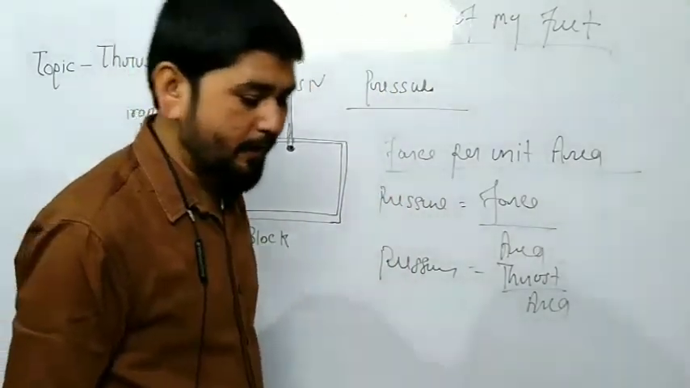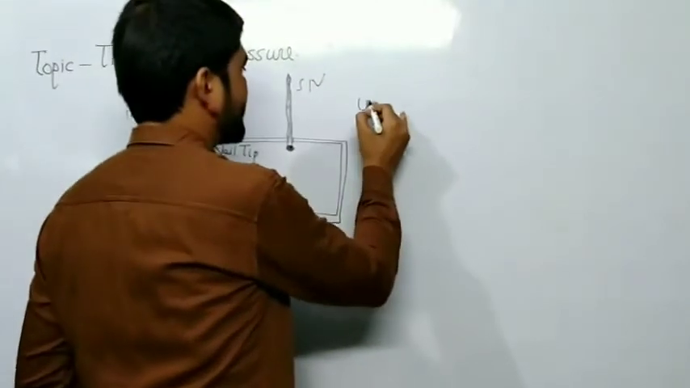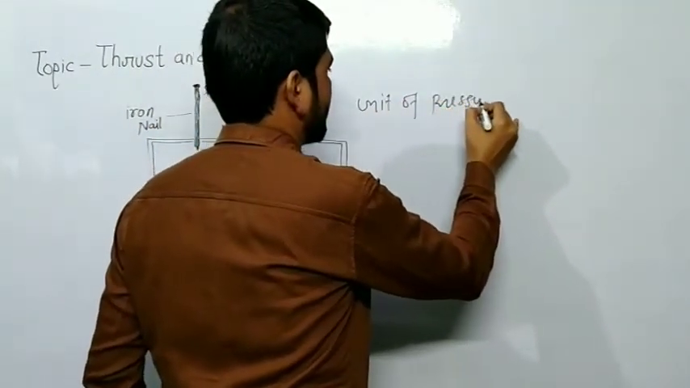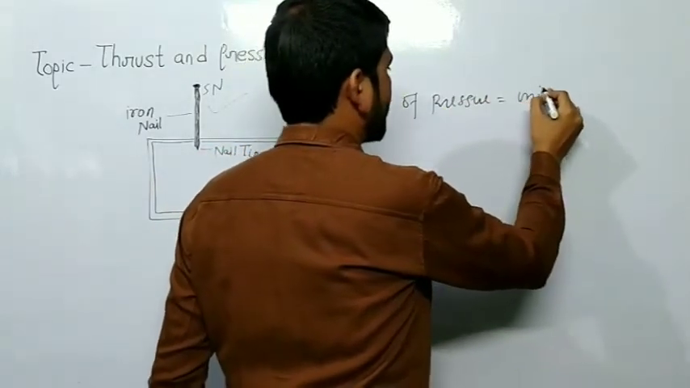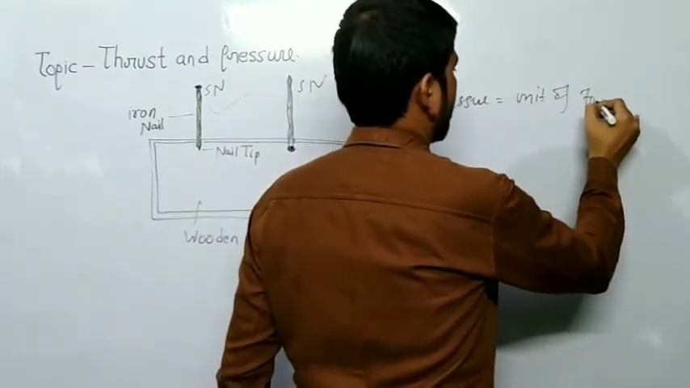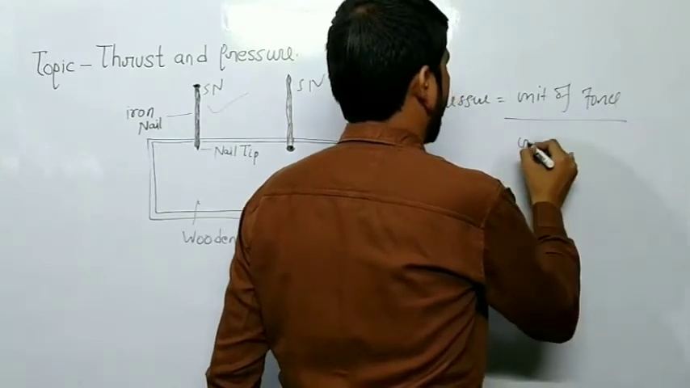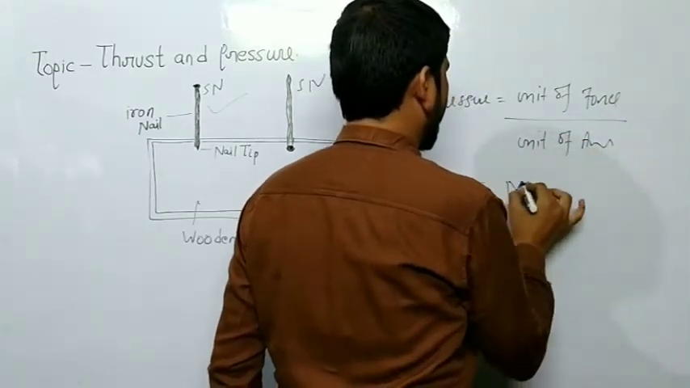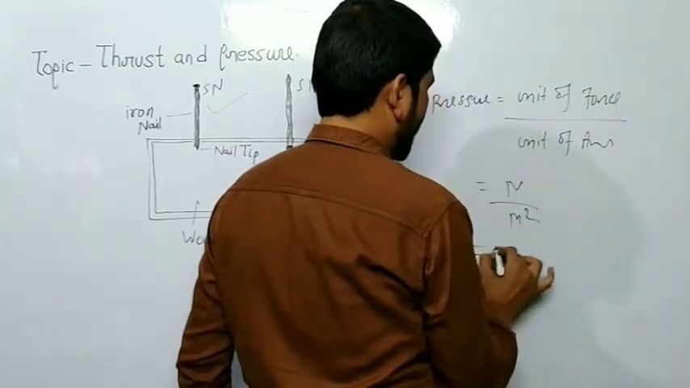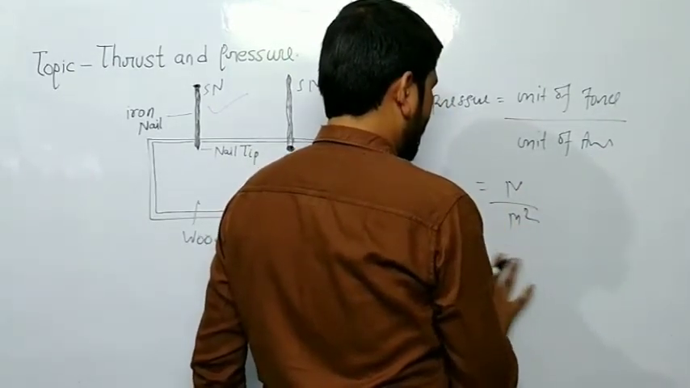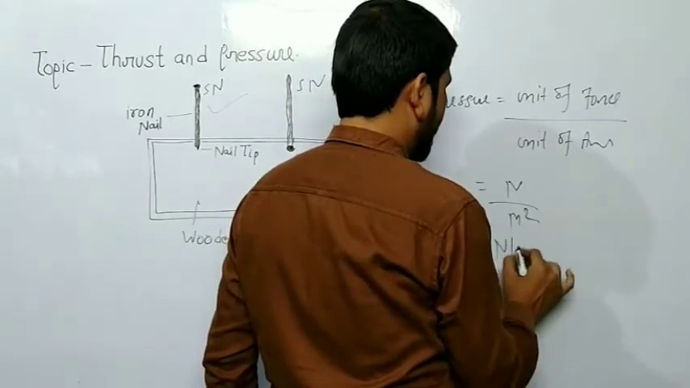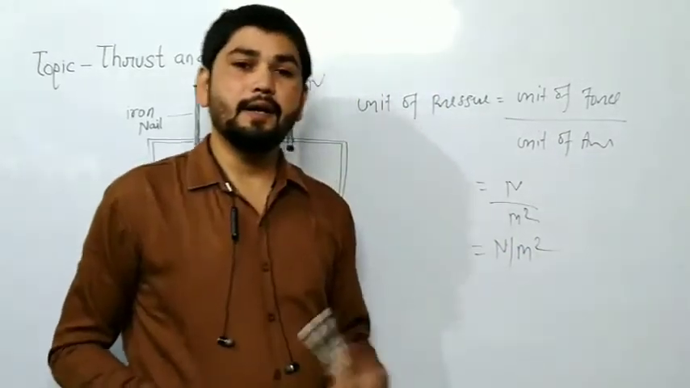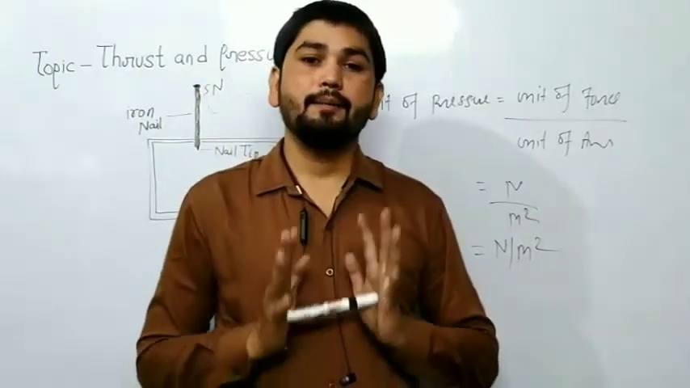So what is the unit of pressure? Write: unit of pressure is equal to unit of force upon unit of area. The force, you know, is Newton, and area is meter square. So the unit of pressure is Newton per meter square.